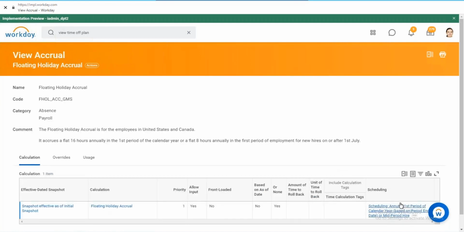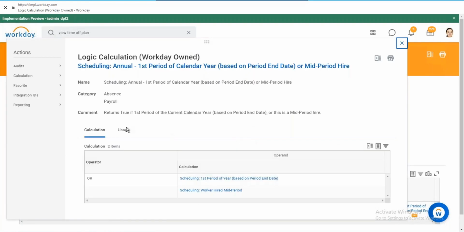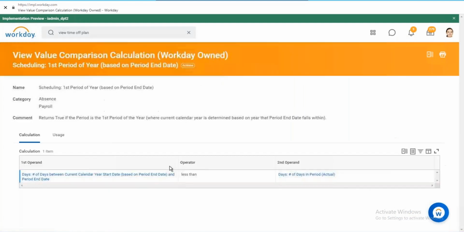What does it mean, first period of the calendar year? First period of the calendar year. So they will get it on January 1st, right? So it depends on whether it is the first period of the calendar year or a mid period hire. Please go through it.